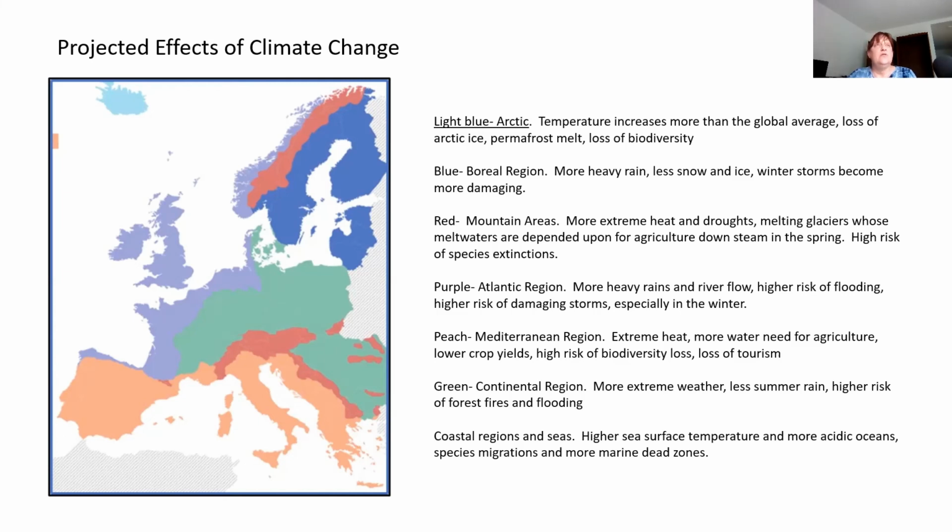And when you change a habitat, say something was dependent on Arctic sea ice like polar bears, and then we're getting to the place where the Arctic may be ice free year round, that species is in danger of becoming extinct. In the blue region, the boreal region, here you're going to see a lot more heavy rain, less ice and snow, and the winter storms are going to become more damaging.